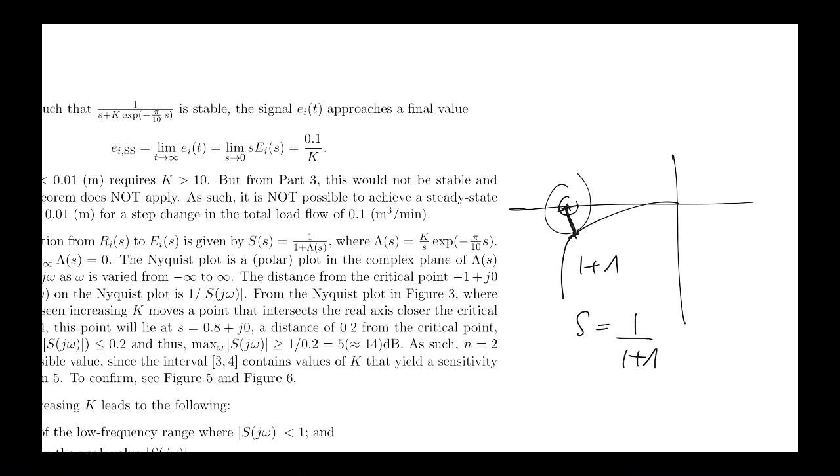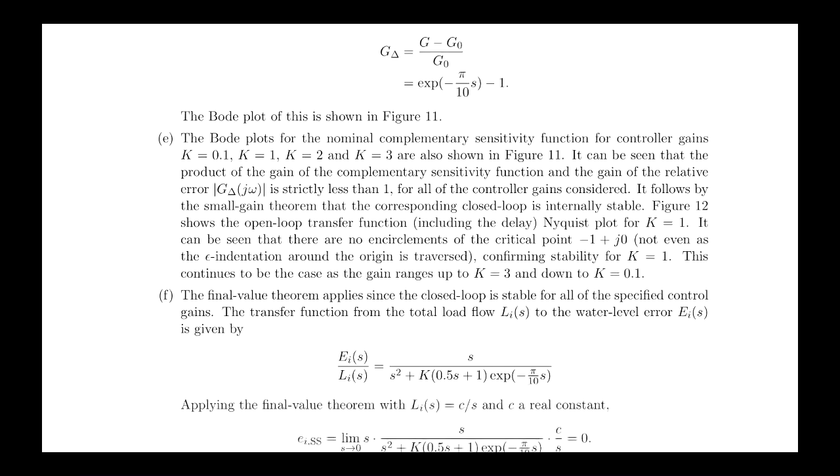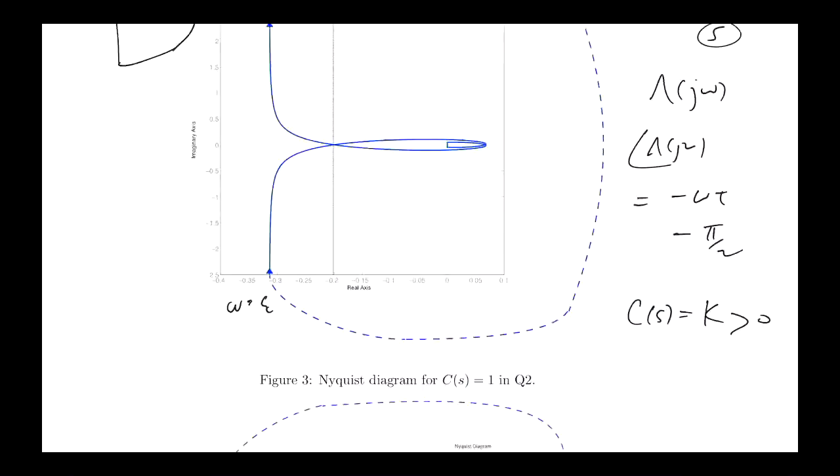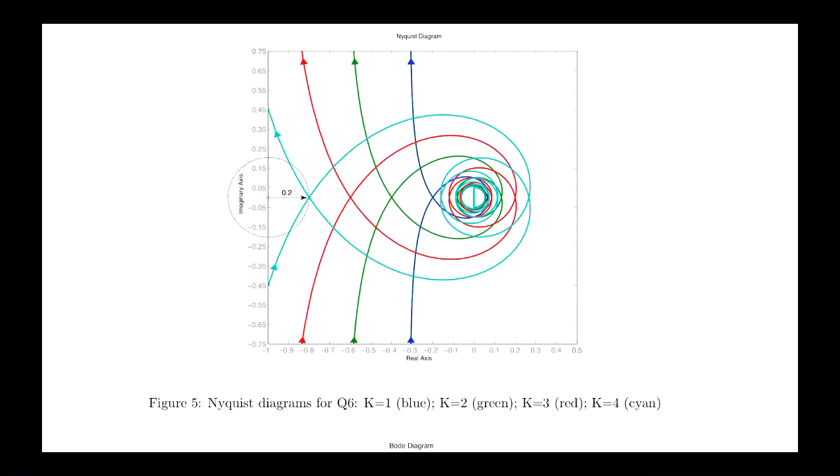We've seen that before. To answer this question, it's really about looking at the Nyquist plot for different values of k. As we increase k, as we've seen before, this is k equal to 1, increasing k just expands the Nyquist plot. You can see it expanding: this is k equal to 2, this is k equal to 3, this is k equal to 4. The Nyquist plot is just expanding out.